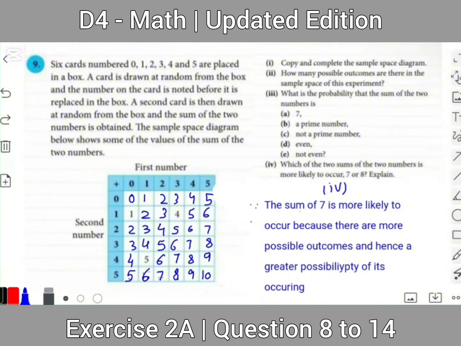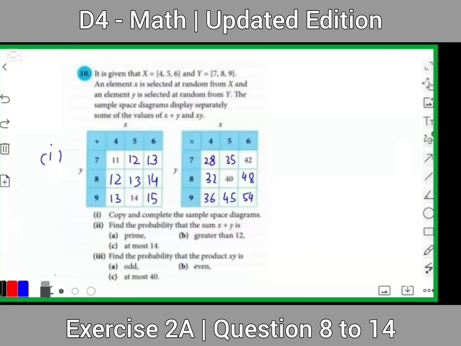Now in question 10, it is given that set X is equal to {4, 5, 6} and Y is equal to {7, 8, 9}, and an element x is selected at random from X and an element y is selected at random from Y. The sample space diagrams display separately some of the values of x plus y and xy. So in the first question, copy and complete the sample space diagram.